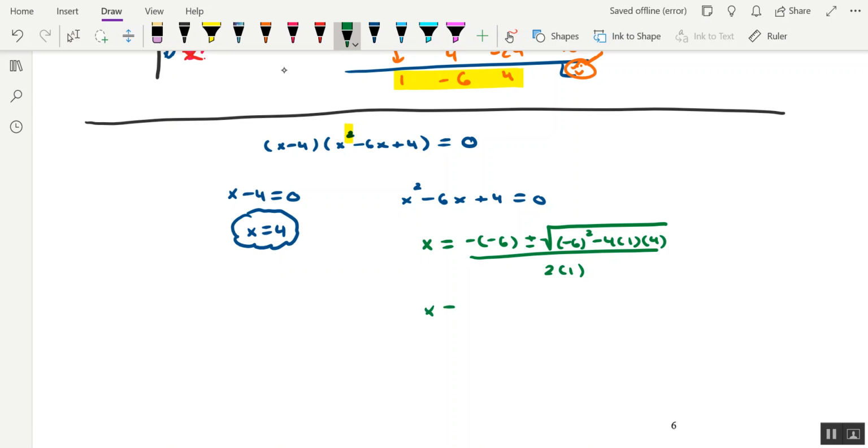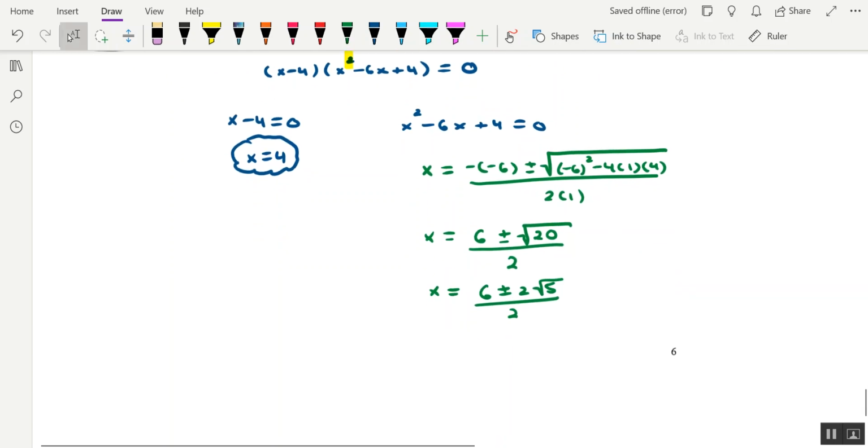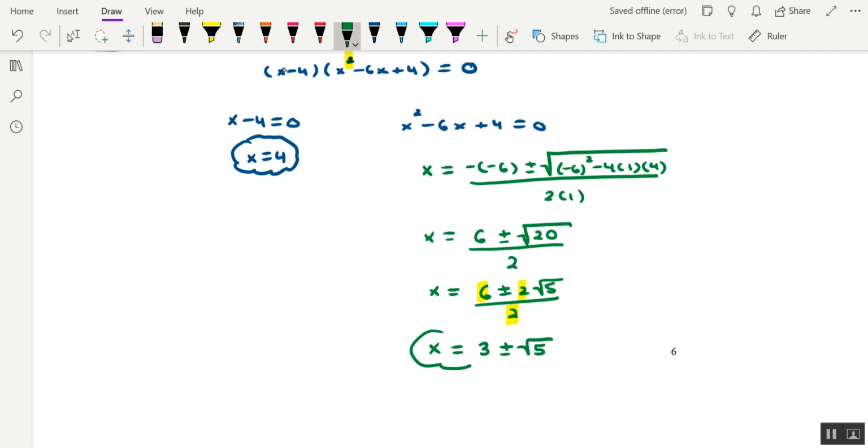Alright, let's simplify this bad boy. So 6 plus or minus. Now, that's going to be 36 minus 16, so that's the square root of 20. And the square root of 20 breaks down as 2 square roots of 5. And what you can do is divide the 2 in the denominator to reduce the 6 and the 2 that's in front of radical 5. And when you do so, you get x equals 3 plus or minus the square root of 5. So these are 2 additional zeros.